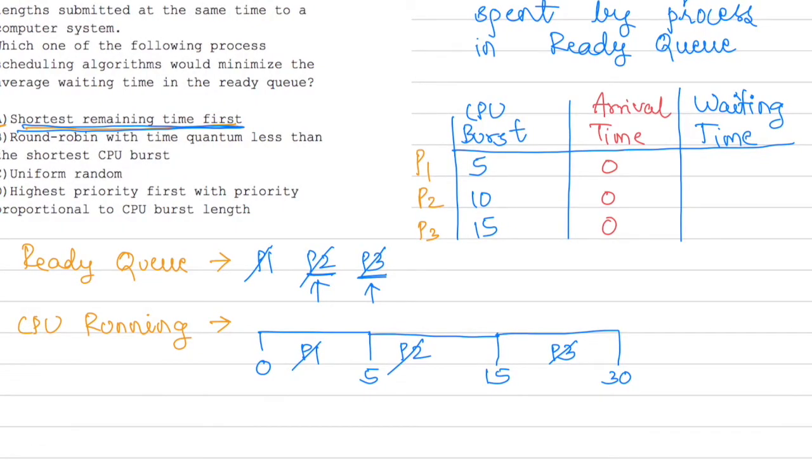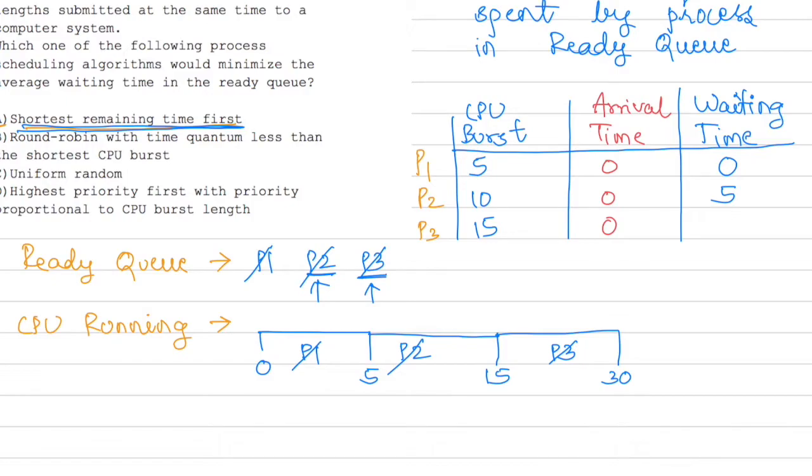Again, to revise, what is the waiting time? It is the time spent by the process in the ready queue. Now if you focus on process P1, it arrived at time 0 and it got the CPU at time 0. It means it did not wait in the ready queue at all. So for P1, waiting time is 0. Now if you focus on P2, it came at time 0. However, it got the CPU at time 5. So its waiting time becomes 5.